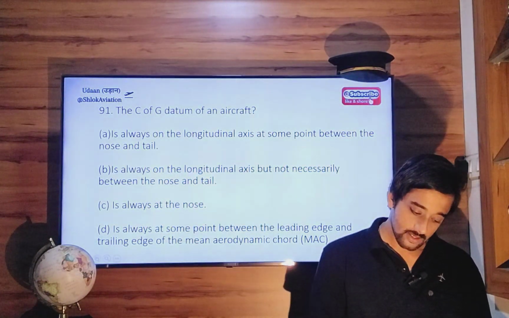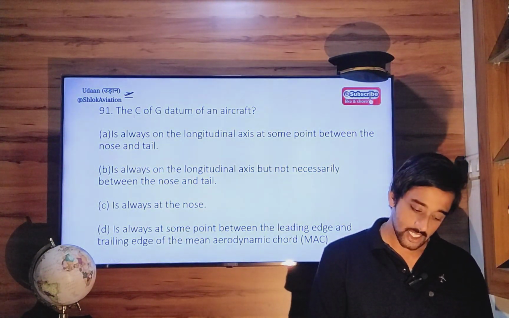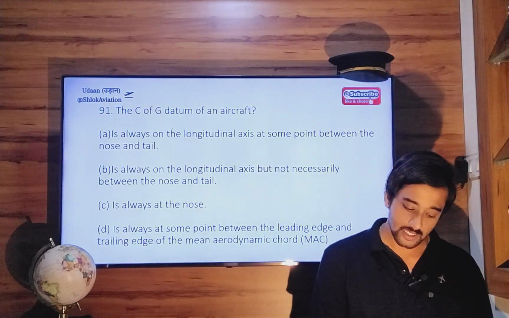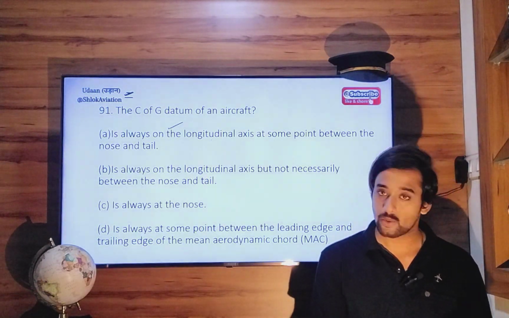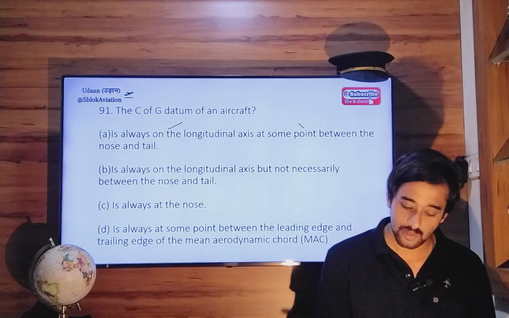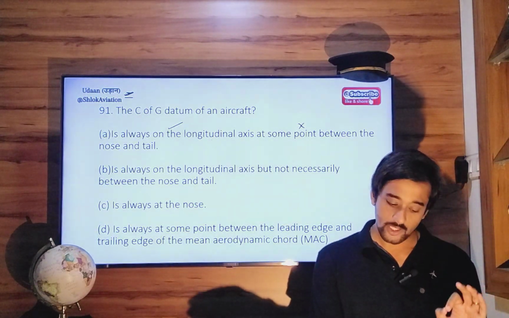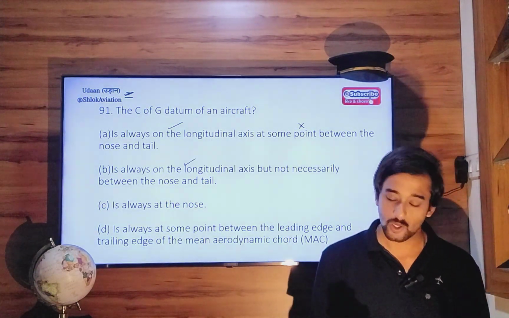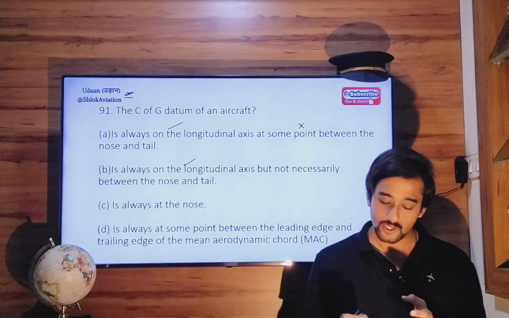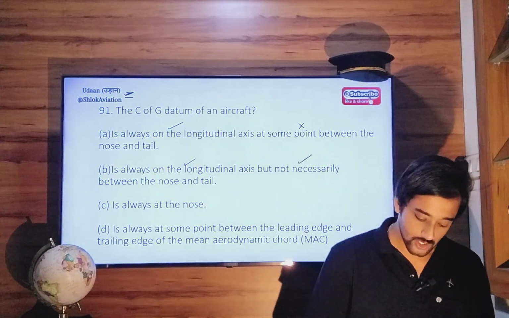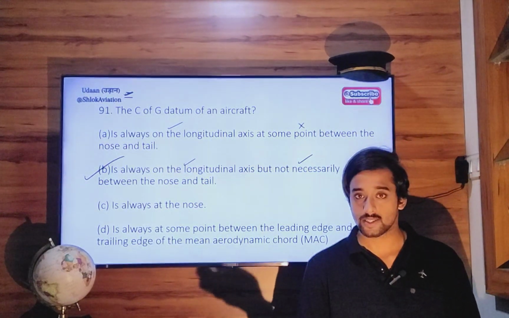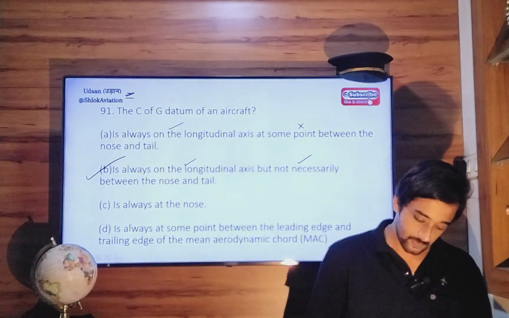So the correct answer here is that the CG datum is always on the longitudinal axis. Yes. At some point between the nose and tail, this part of the statement is wrong. Bravo is always on the longitudinal axis, yes, but not necessarily between the nose and tail. Yes. The statement Bravo is the right answer. Option Bravo is the correct answer.